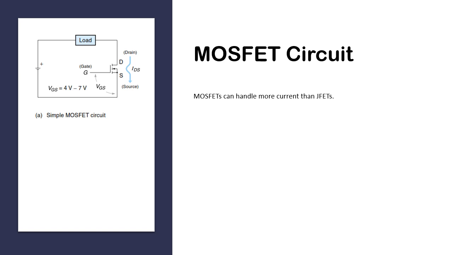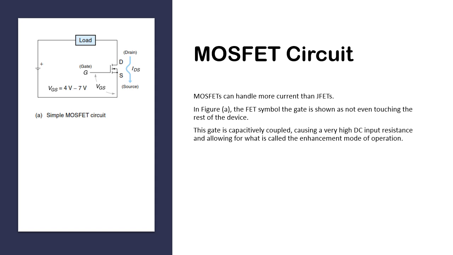MOSFETs are particularly important in this course because power MOSFETs, which can handle many amperes, are becoming more popular. In Figure A, notice that in the FET symbol, the gate is shown as not even touching the rest of the device. This means that the gate is capacitively coupled, causing a very high DC input resistance and allowing for what is called the enhancement mode of operation. In the enhancement mode, all gate voltages are positive.